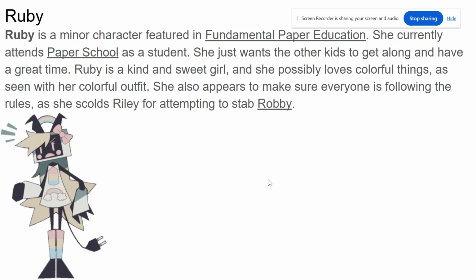Ruby. Now, not the mermaid Ruby, but this Ruby. Ruby is a minor character featured in Fundamental Paper Education. She currently attends paper school as a student. She just wants the other kids to get along and have a great time. Ruby is kind and sweet, and possibly loves colorful things, as seen with her colorful outfit. She also makes sure everyone is following the rules, as she scolds Riley for attempting to stab Robbie.